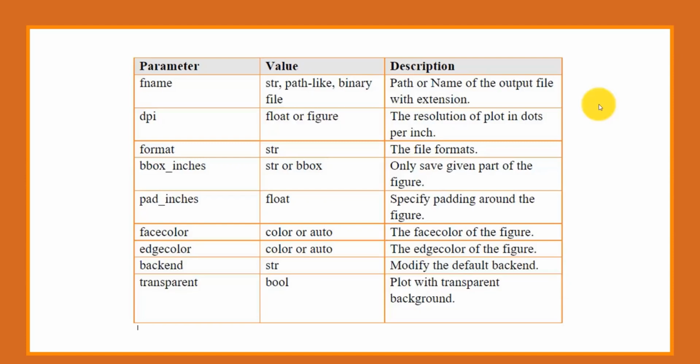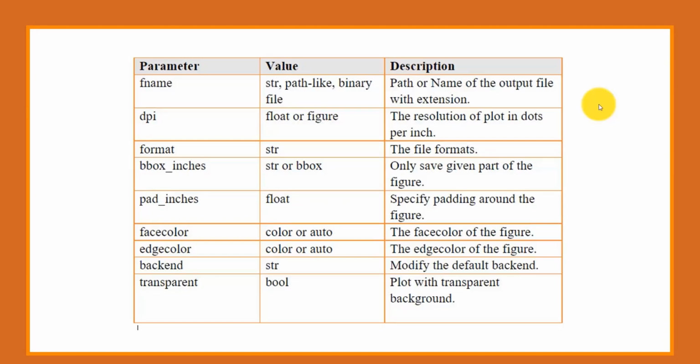The next parameter is bbox_inches, and it takes a string or bbox value. It gives us the option to save only the given part of the figure. Another option is pad_inches, and it takes a float value. It is used to specify the padding around the figure. The next parameter is facecolor. It takes a color as a value, and it describes the face color of the figure. And we also have the edgecolor parameter. It also takes a color value, and it specifies the edge color of the figure.